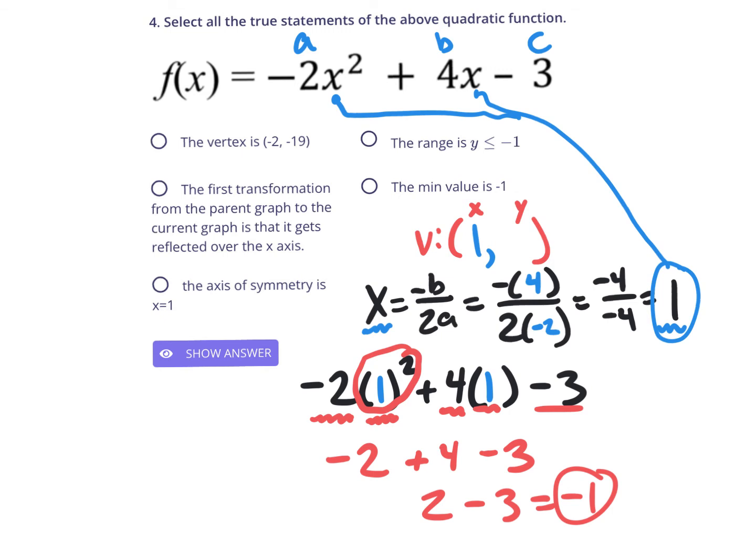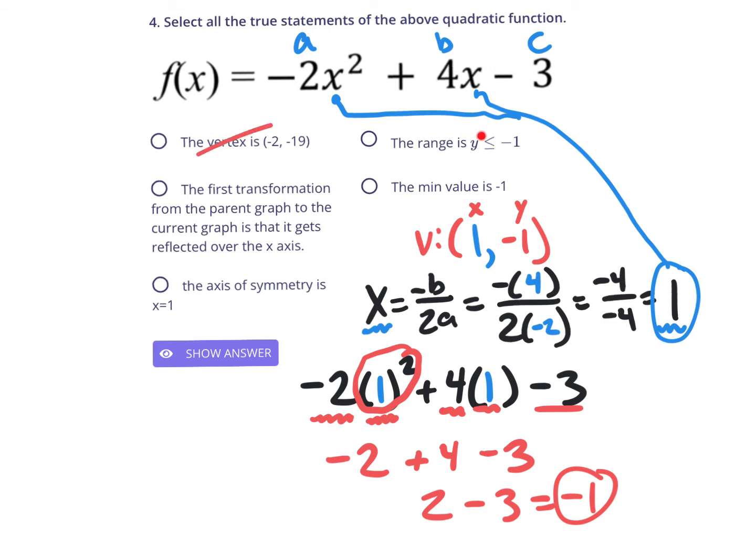Okay, so how do we find the y value? You plug in the x to get out the y. So our vertex, which we started up here, is 1, negative 1. And as you could see, the vertex is not negative 2, negative 19. All right, we have 1, negative 1 as a vertex, so that's definitely not it. Moving on to the next one.